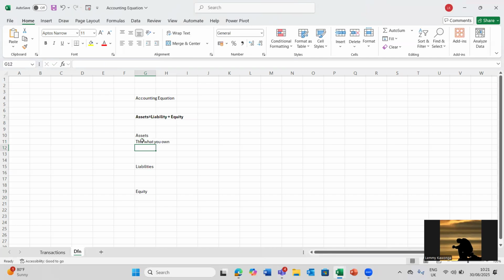For instance, if you have a car, a laptop, land, a house, these are assets. What you own. Liabilities, this is what you owe others. Okay, this is what you owe others.